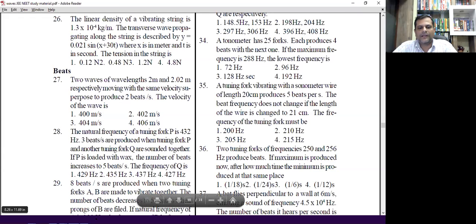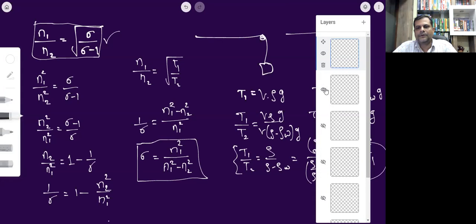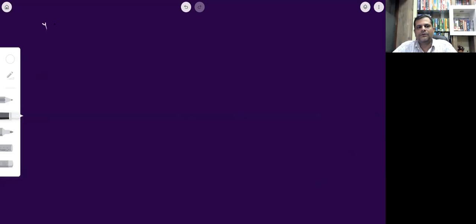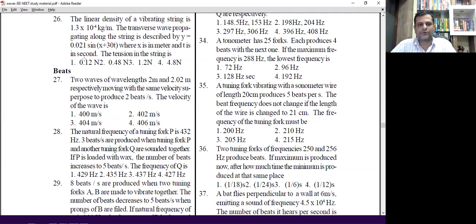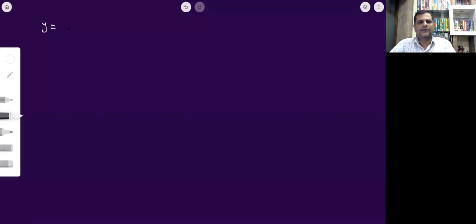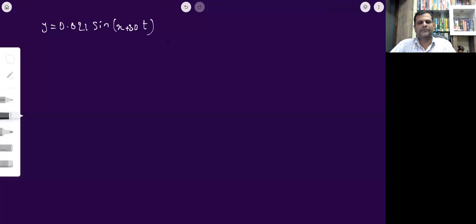तो देखो y वेव का इक्वेशन क्या दिया हुआ है? It's already given to be y is equal to 0.021 sine x plus 30t. Okay, so this is 0.021 into sine x plus 30 into t. ये दिया हुआ है वेव का इक्वेशन, और लीनियर डेंसिटी भी तो दिया हुआ है, मतलब यहाँ पे म्यू दिया हुआ है। देखो म्यू इज ऑलरेडी गिवन टू बी 1.3 into 10 raised to minus 4 kilogram per meter. It's a standard unit, no need to change anyways.